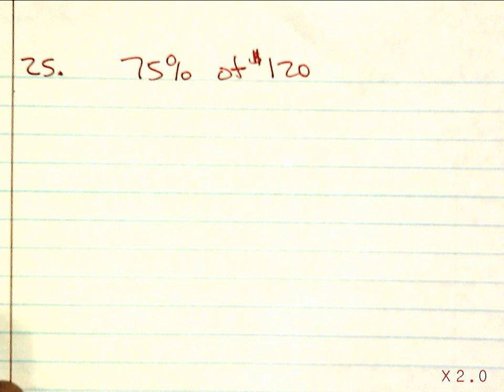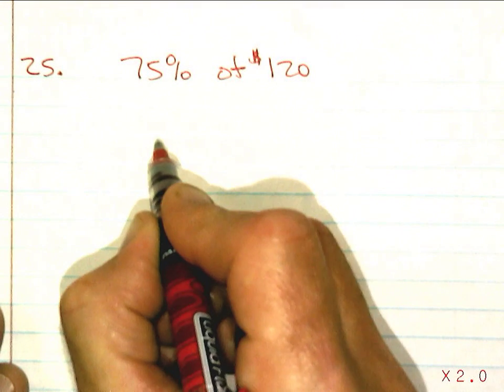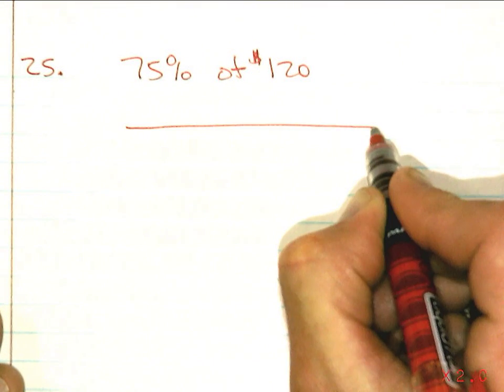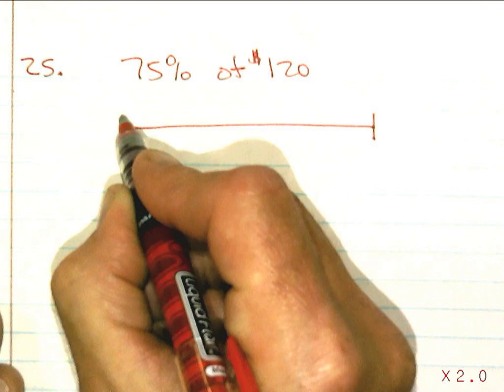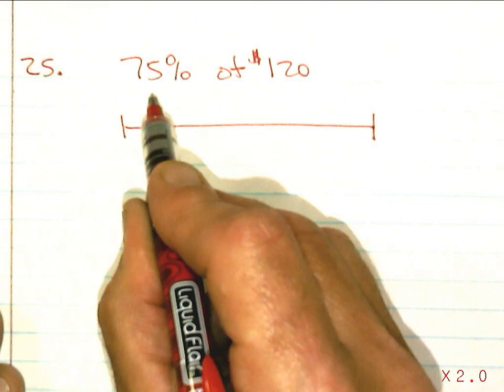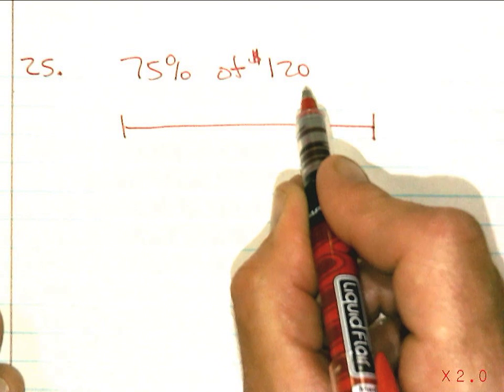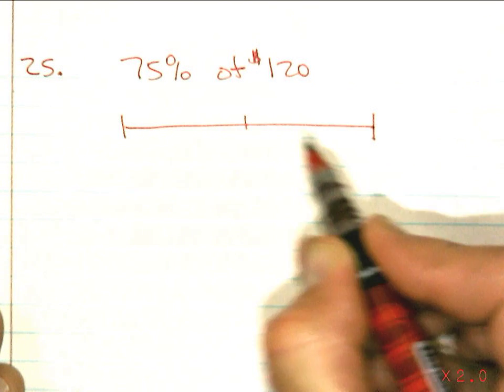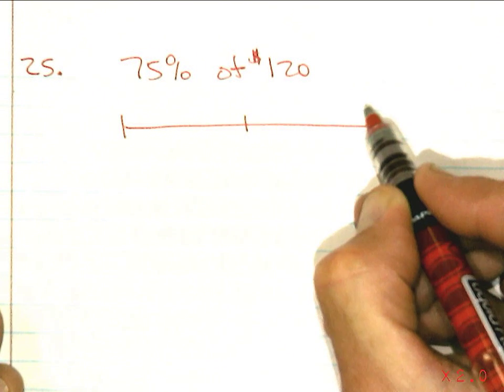For problem number 25, we're asked to find the percent of a number. One of the ways to do that is to use something called a percent line. I'm going to think of this line as the whole thing. So if I want 75% of $120, then $120 is the whole thing.